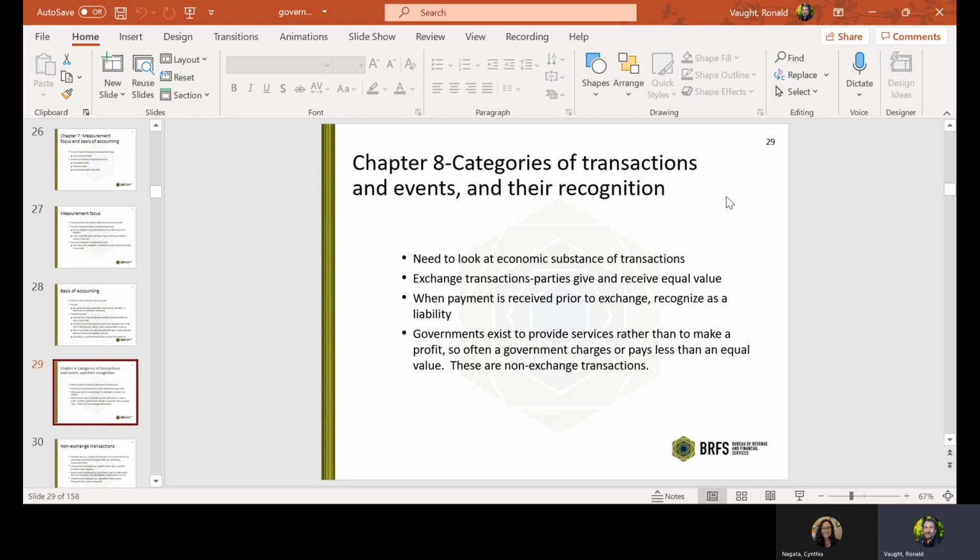Chapter 8, categories of transactions and events. You always want to keep coming back to the economic substance of the transaction. An exchange transaction is where parties give and receive equal value. When payment is received prior to an exchange, it's recognized as a liability. We call it unearned revenue.